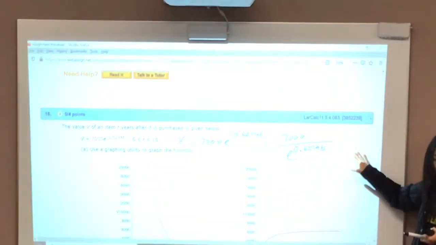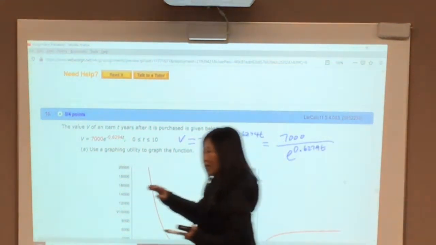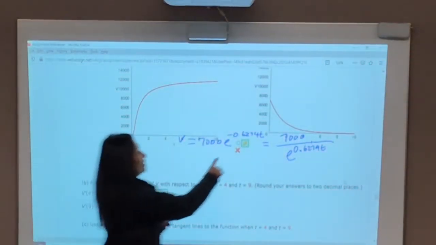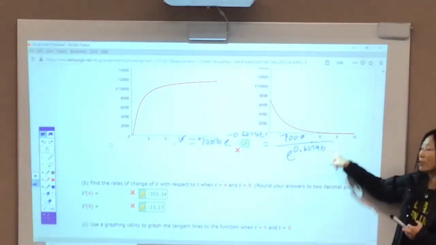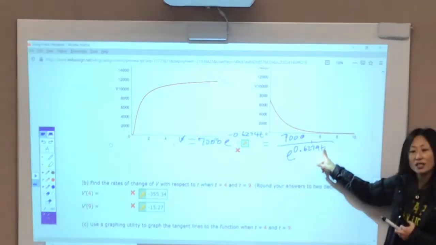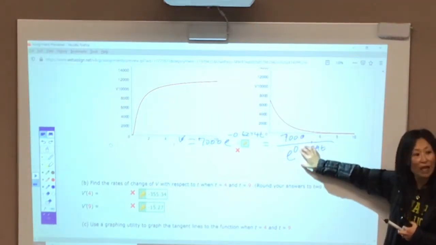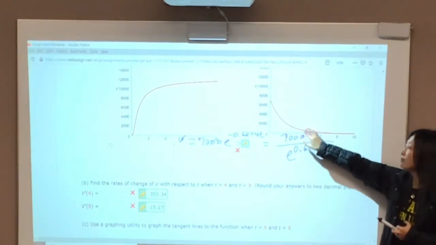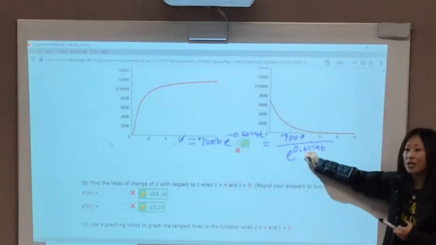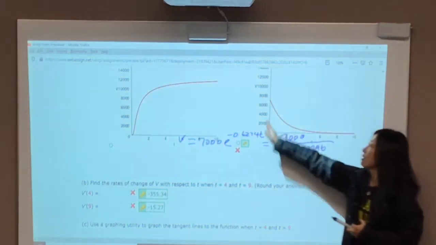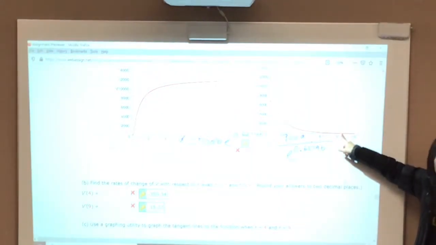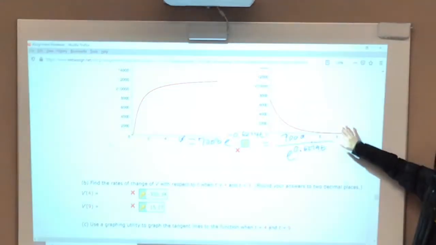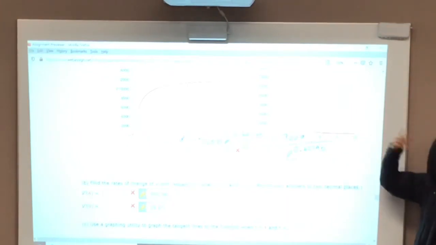Are you with me, class? That is why your graph looks like that. It starts at 7,000, and then it keeps decreasing, because whenever you put a different t, your denominator gets bigger. If you divide 7,000 by a bigger denominator, the value V gets smaller. That's why it looks like that. Even if you didn't have a graphing utility, you can still figure this out. Is everybody with me? You need to think about it.